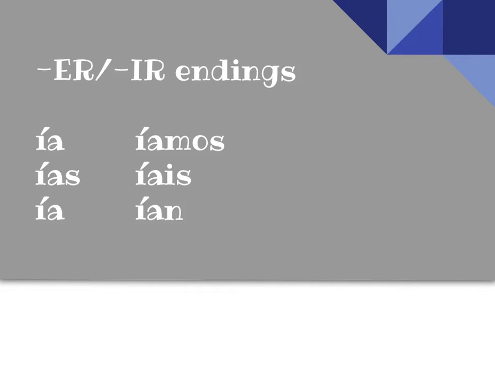ER and IR are both the same. They are ía, so comía, comías, comía. Once again, notice the yo form and the él form are exactly the same, so you'll either need to use context clues or use pronouns or their names. Comíamos, comíais, and comían.